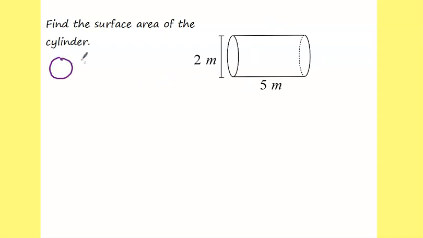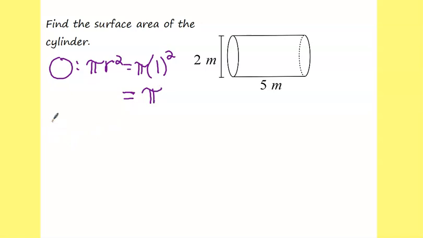Let's start with the circle part of this. The area of a circle is pi r squared. So we're going to have pi times, if our diameter is 2, then the radius is going to be 1. So pi times 1 squared is just going to be pi.